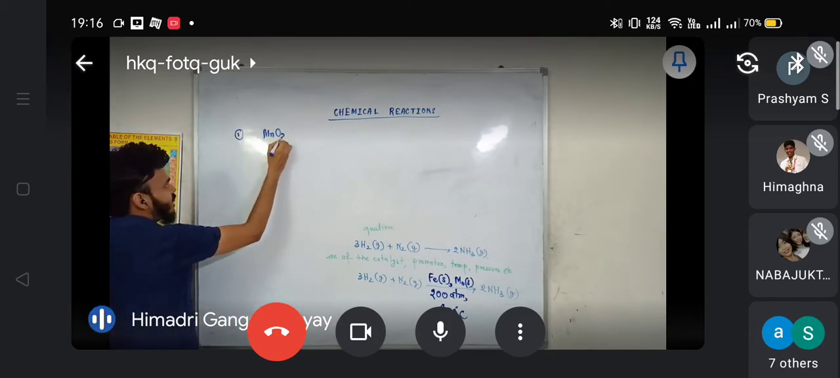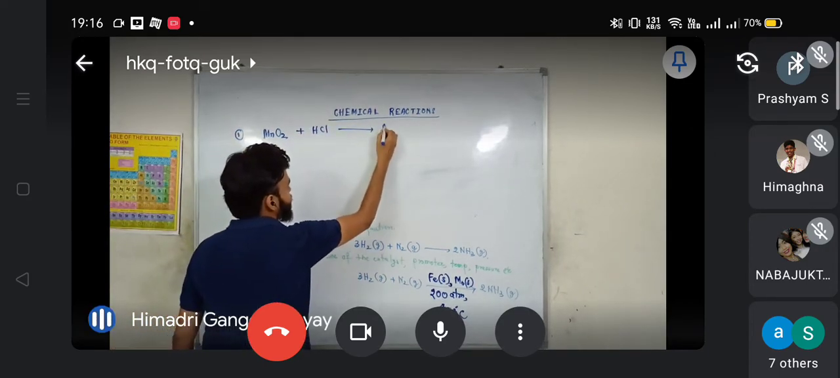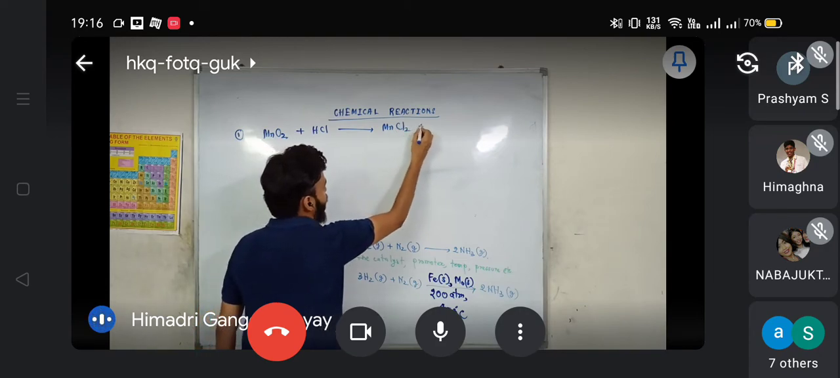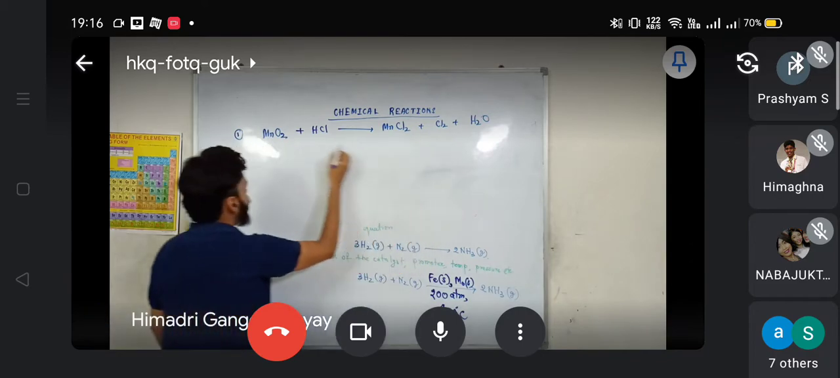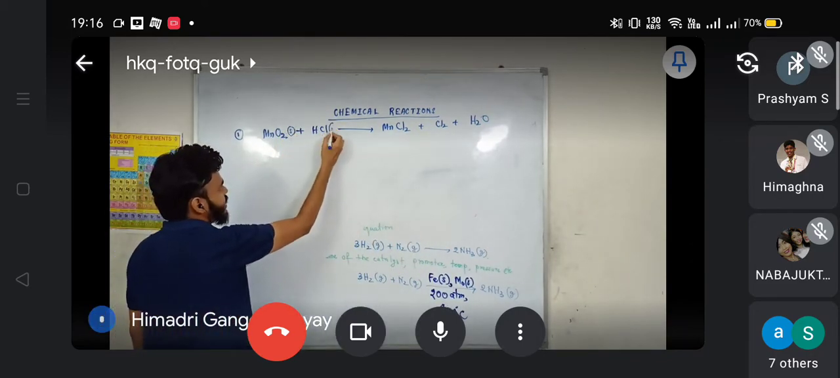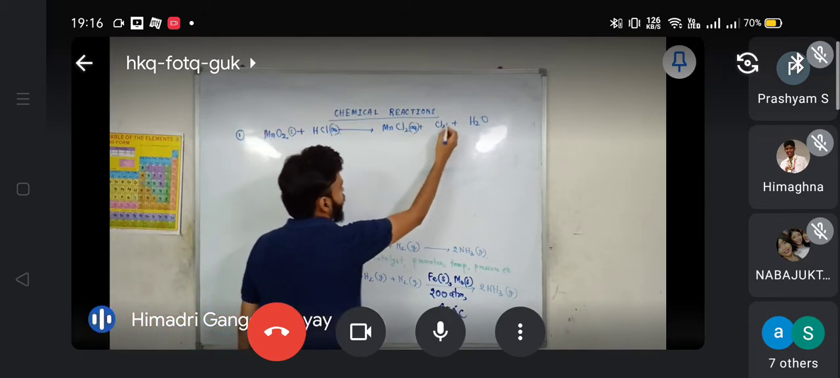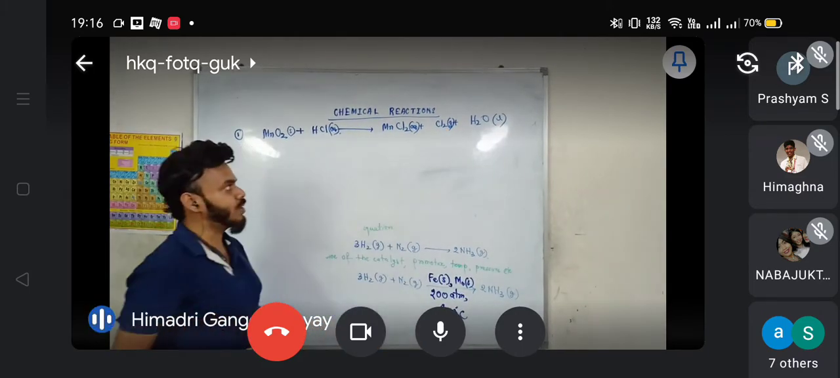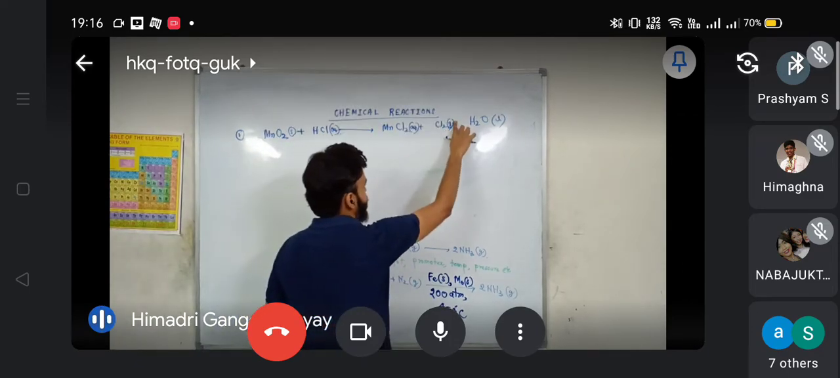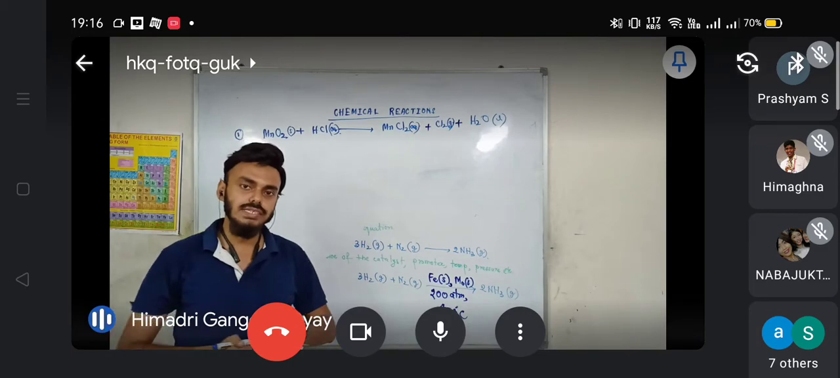balancing of one chemical equation like MnO2 plus HCl. It will give us MnCl2 plus Cl2 plus water. You know MnO2 is solid, HCl there should be an aqueous solution. MnCl2 similarly, chlorine at room temperature is gas, and water at room temperature will be liquid. So we have to balance this chemical equation.